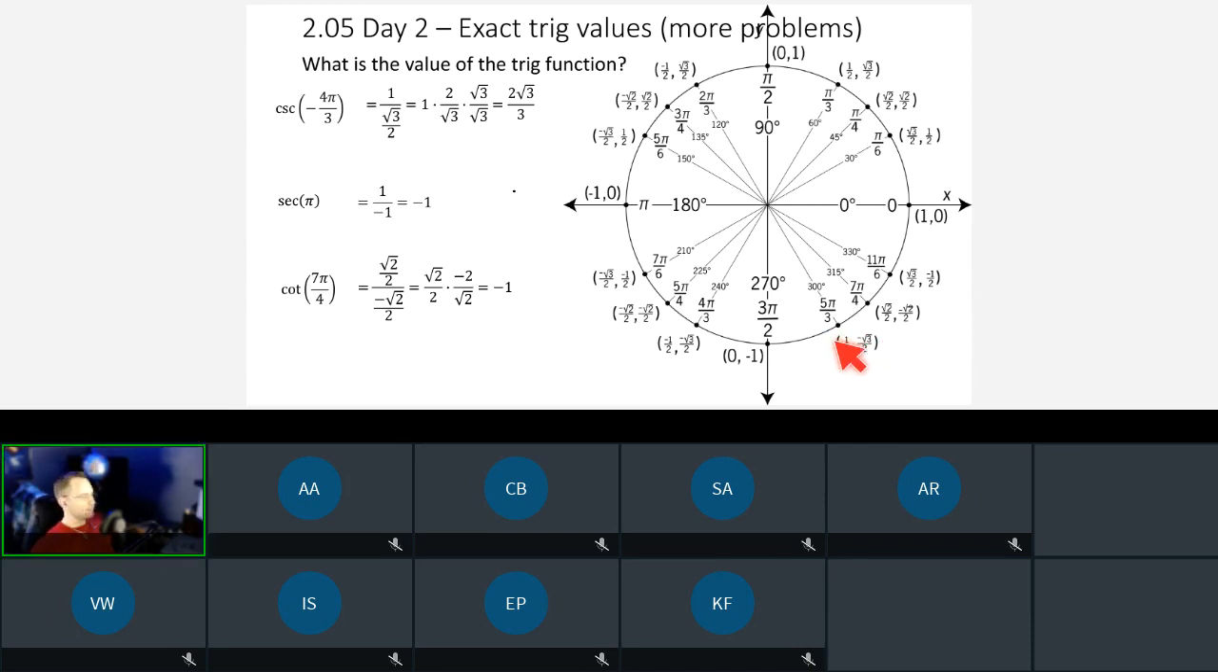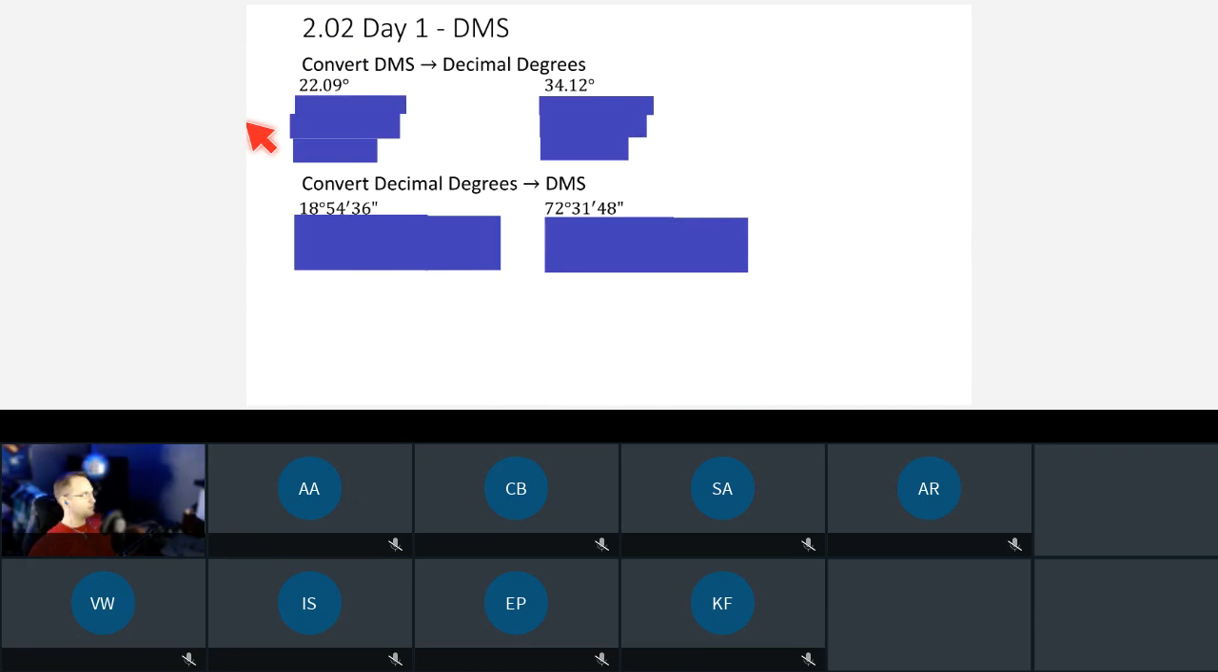All right, so that was the last 2 days of lessons. Okay, think way back, 2.02 day 1. Converting from DMS, which is degree minute seconds, to decimal degrees. All right, so recall how to do this, anybody?